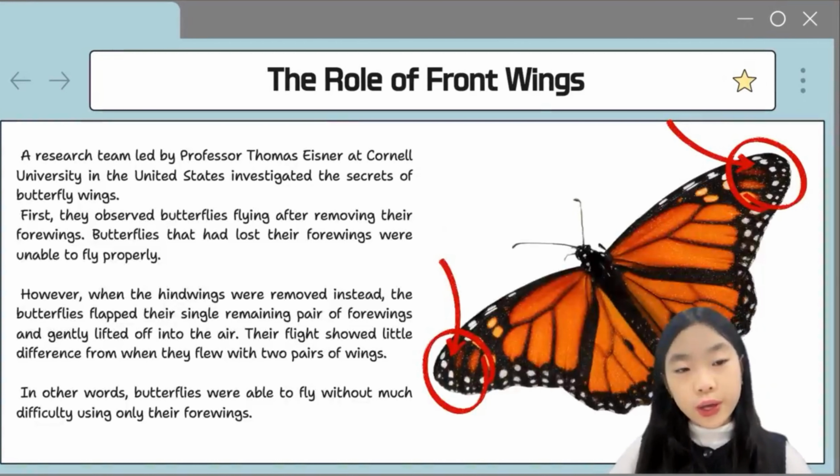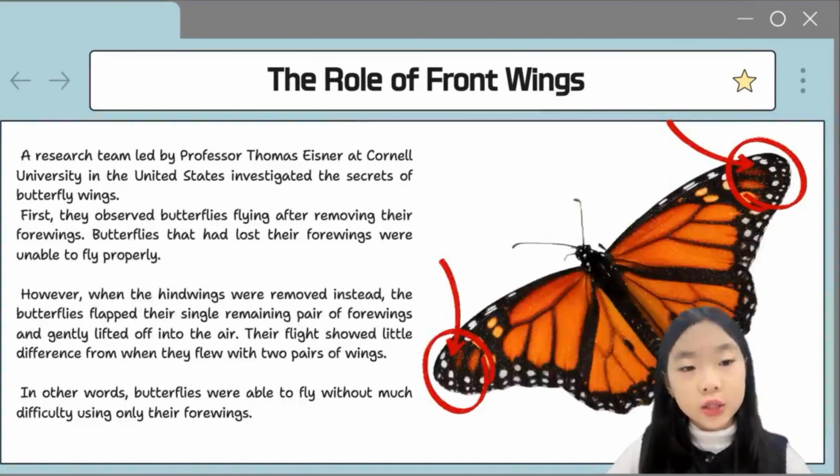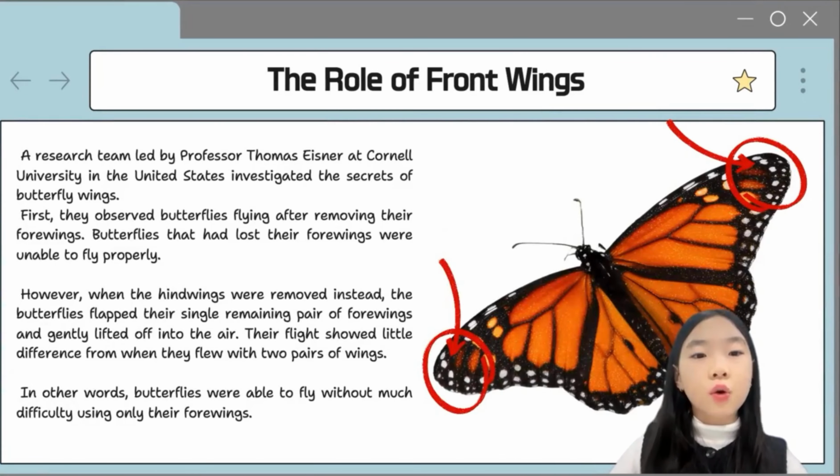The role of front wings. A research team led by Professor Thomas Eisner at Cornell University in the United States investigated the secrets of butterfly wings. First, they observed butterflies flying after removing their forewings.